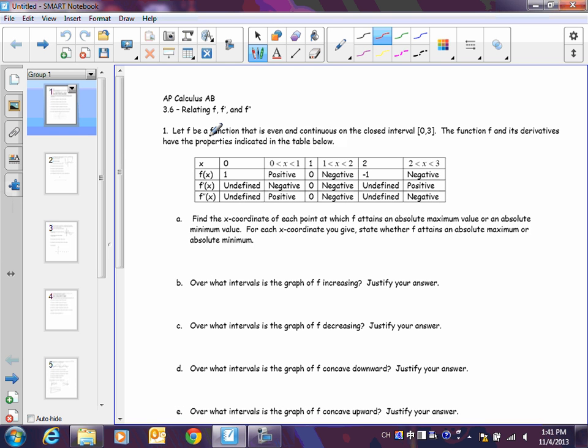What does f prime tell you about f? Like, if I said f prime is positive, then you know that f is increasing, or if negative, decreasing. Okay, what does f double prime tell you? It tells you about concavity, points of inflection.